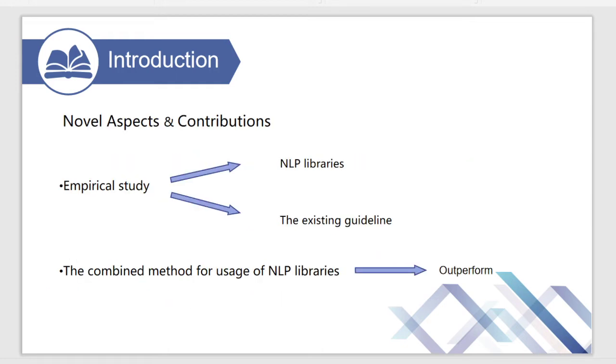Our study has two main novel aspects and two contributions. First, we conduct an empirical study. We investigate the effectiveness of NLP libraries and prove that the existing guideline should be updated with the evolution of NLP libraries, and each library has its own exclusive results. Second, we propose the combined method. This method combines the strengths of different NLP libraries, and it can outperform any individual NLP library in the experiments.